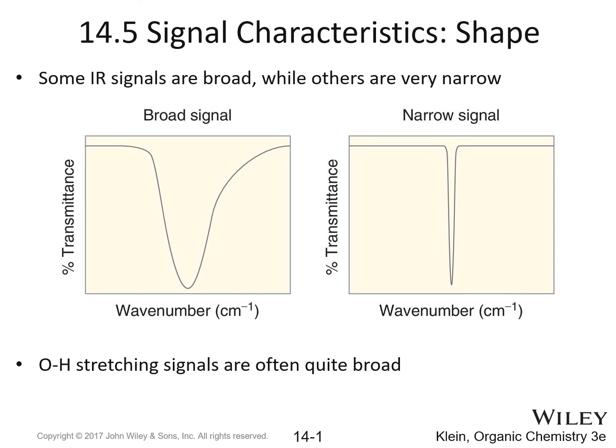So 14.5 deals with the signal shape. So we have three factors that we're considering: the wave number, the intensity, and the shape. So let's focus on the shape of the peak. And this is pretty straightforward. Some peaks are very broad and some peaks are very narrow. So the broadness of a peak will indicate the presence of certain functional groups.